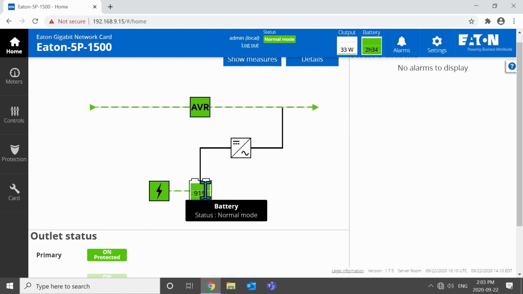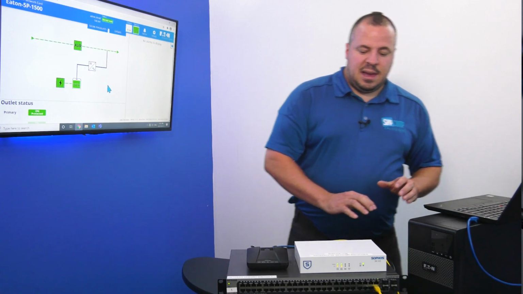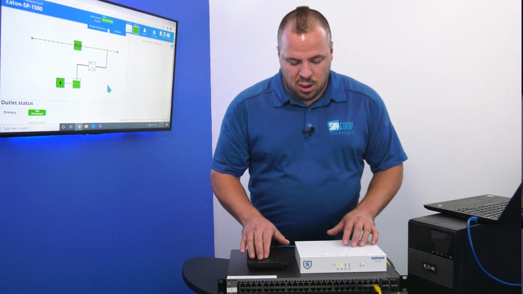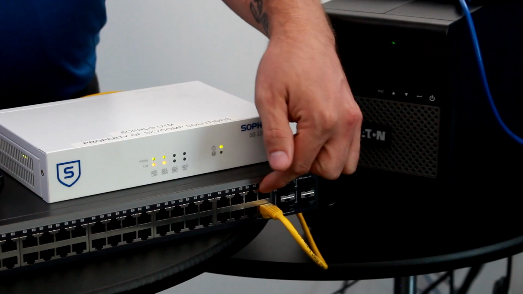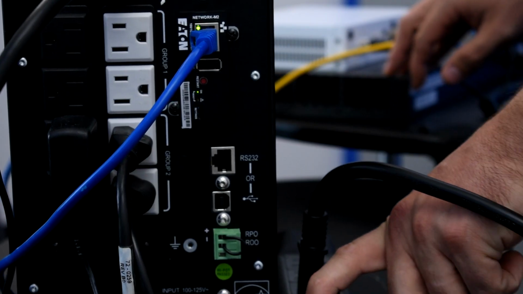The battery is currently charging on this one. I just pulled it out of the box a little bit ago. And once the power is disconnected, it will instantly switch to battery power. So we will simulate that. We can see here all the lights are on for the connections. And I'll just go over here and simulate a power loss.